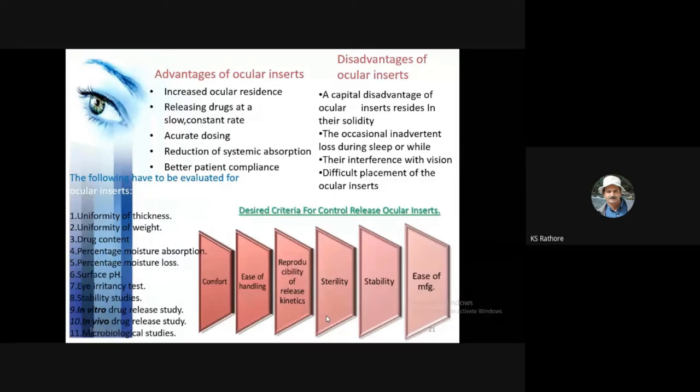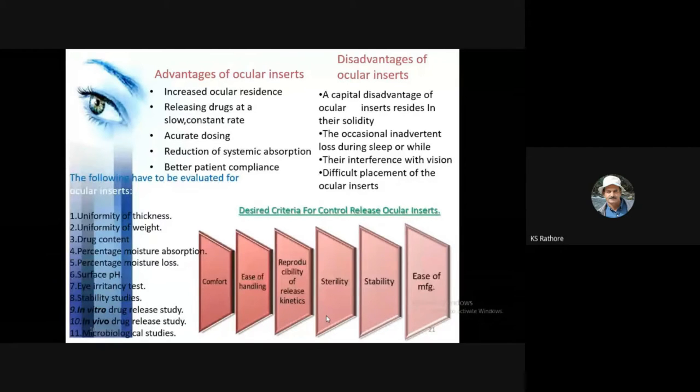So what are the different criteria for controlled release ocular inserts? Comfort should be there, ease of handling, reproducibility of the release kinetics, stability, and ease of manufacturing. Okay, so these are some desired criteria.